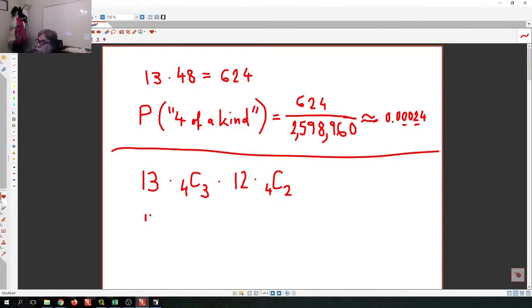So you have a 13. This number here, you can use your calculator, is 4. This number, of course, is 12. And this number here, 4 choose 2, is actually 6. Again, use your calculator or use the formula for combinations, but you can get it one way or the other, 6. Now, when you multiply all of that together, you get 3,744, which is actually coincidentally, or maybe not so coincidentally, 6 times this number.